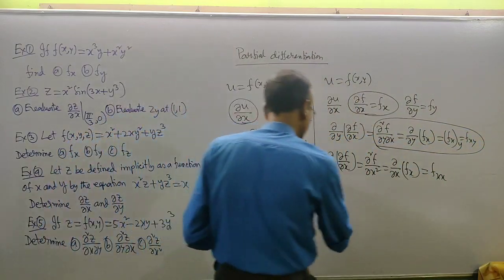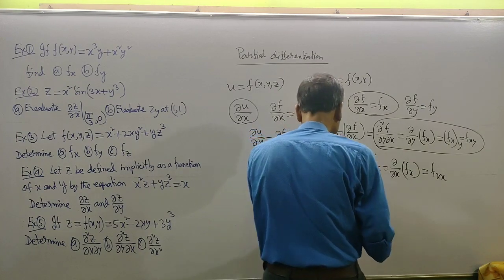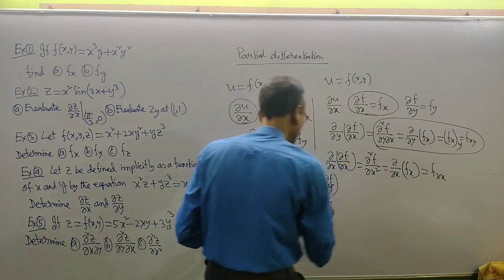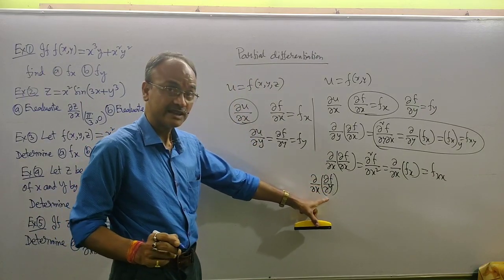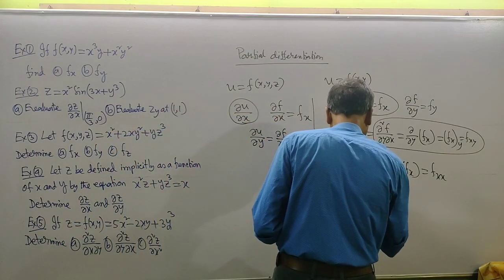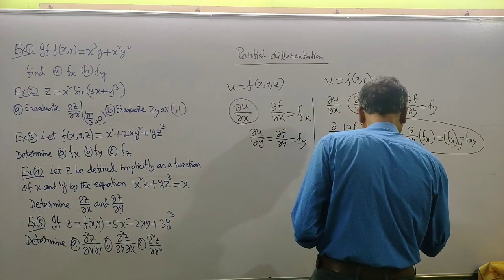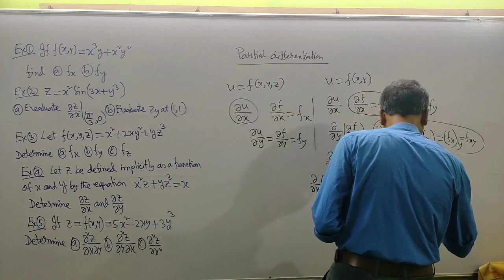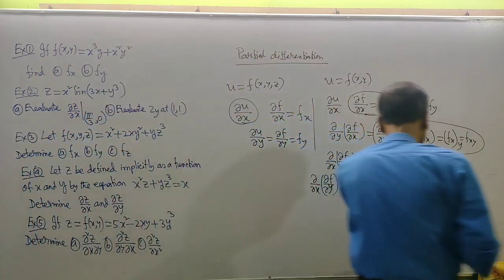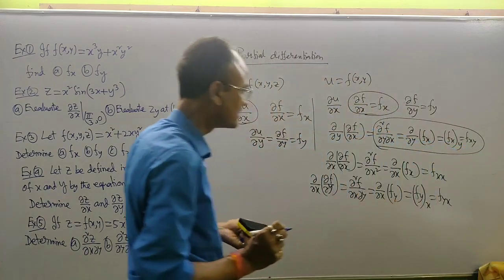Also, del f by del y is also a function of x and y. Differentiate it with respect to x, then you will get del 2f by del x del y. It is also written as del x of fy. Del f by del y means it is fy, and you may write it as fyx. You may write it like this.